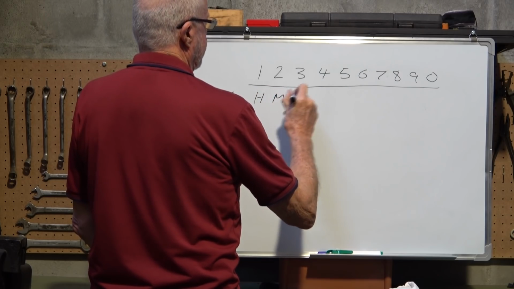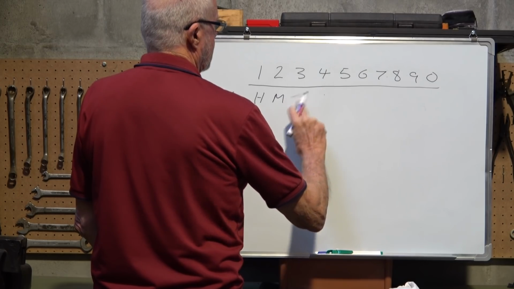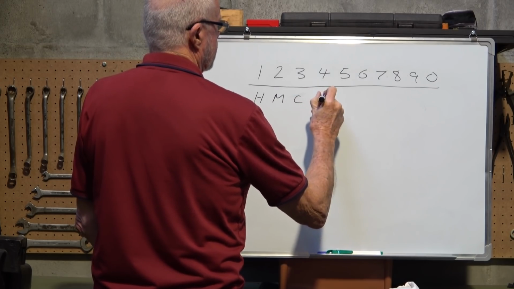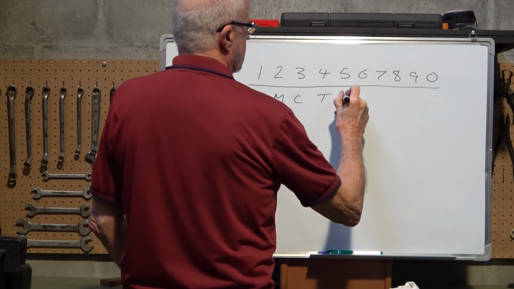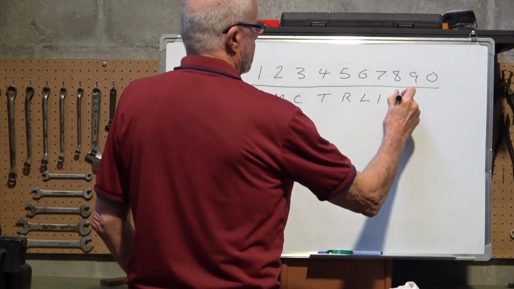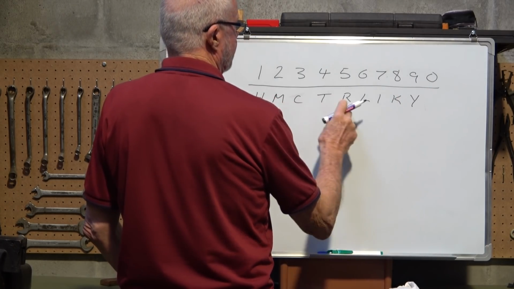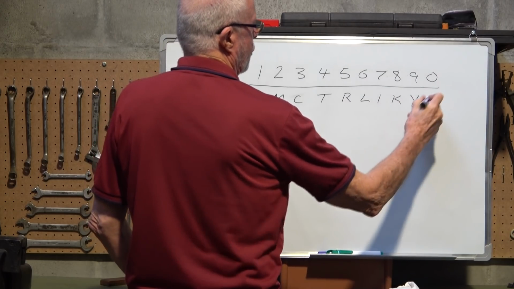How many Charlie Tangos did RLI kill yesterday? What's that? 1, 2, 3, 4, 5, 6, 7, 8, 9. Afternoon.